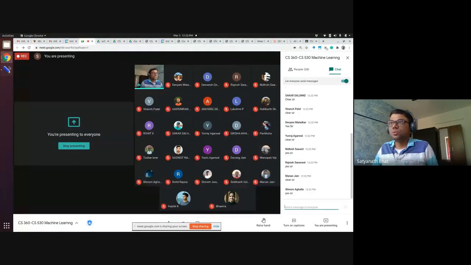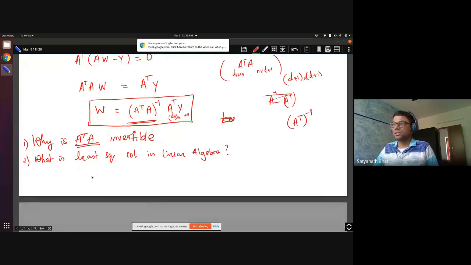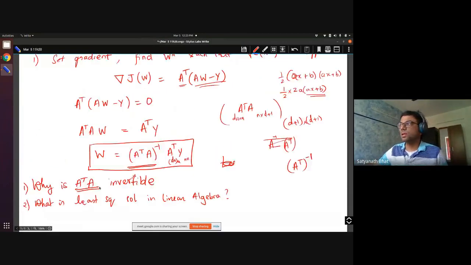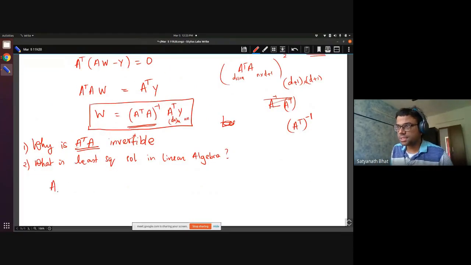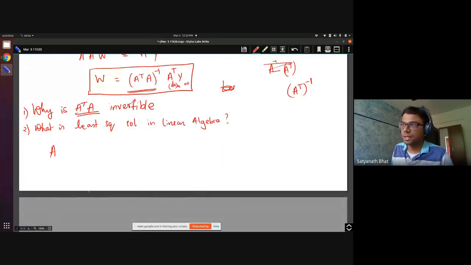Okay, so let's do that. Let's finish these two questions one after the other. So first thing is, why is A transpose A invertible? First, we have to understand a little bit on why A transpose A is invertible. So A's dimension, again, I'm telling you, it's very repetitive, but we have to do this. It is n cross d plus 1.